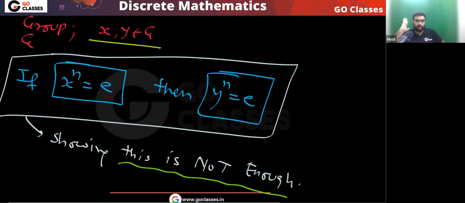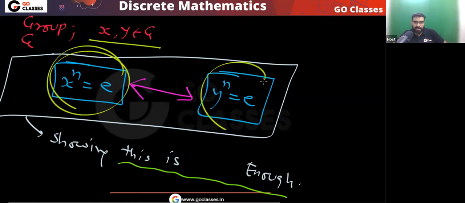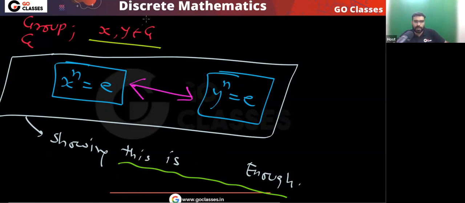If they have the same order, then something beautiful will happen. If they have the same order, then I can show that this will happen, then this will happen. Now this is enough. Now this is correct. We need to show this. Showing this is enough. Agree or not? It means if this happens, then this happens.